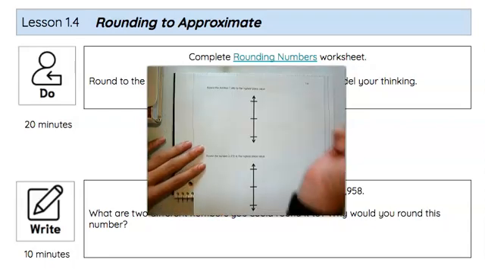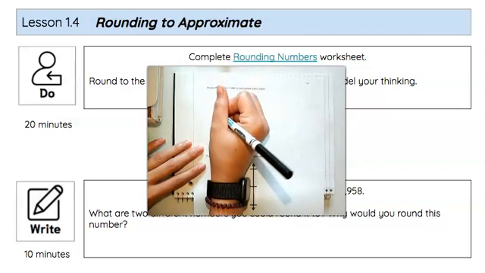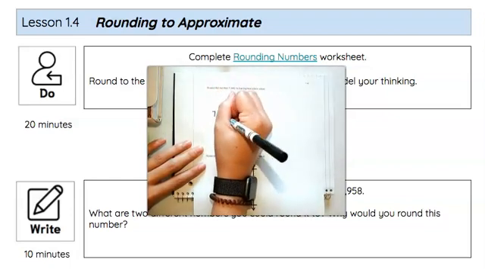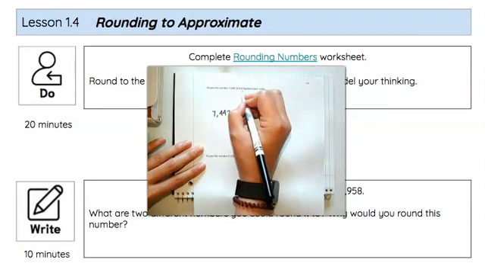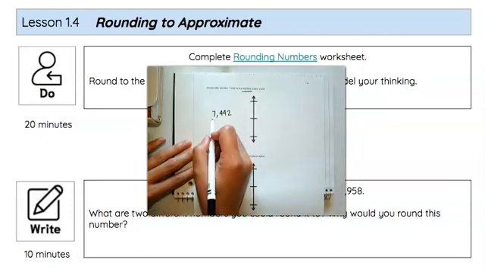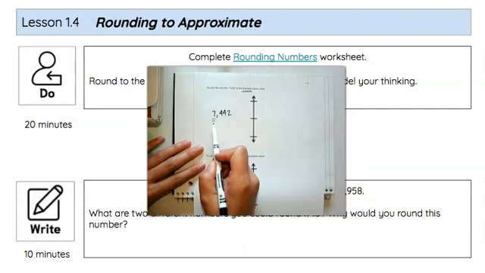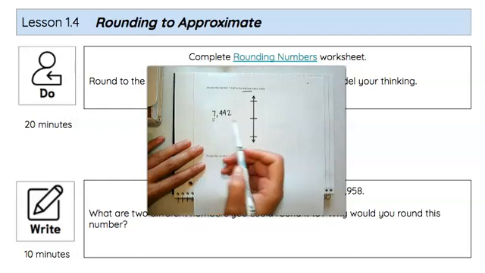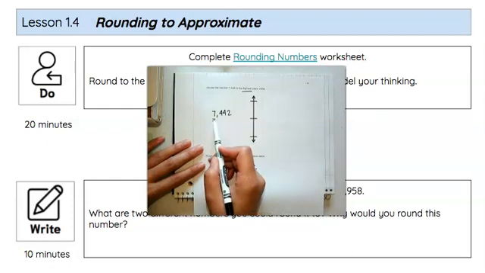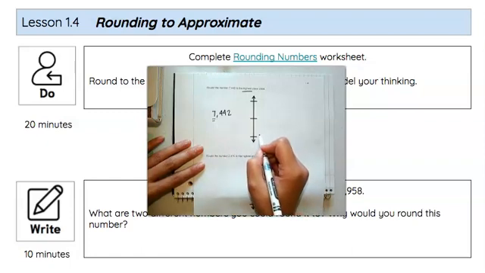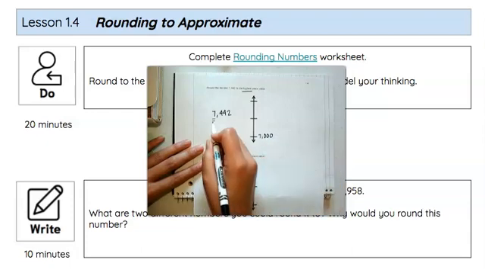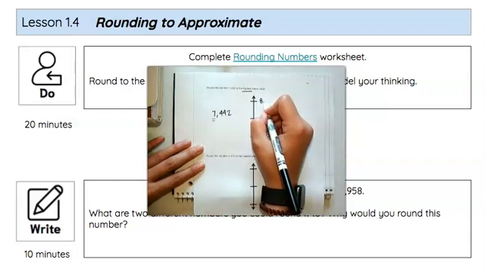Let's do another example. In this problem, we're going to use the number 7,442, and it says to the highest place value. So I'm going to go ahead and look at my number that's furthest on the left because that's my highest digit, and that is in the 1,000 place value. I want to find the closest number that's less than and the closest number that's greater than. So the closest number that's less than 7,442 would be 7,000. And then the one that's greater than would be 8,000.